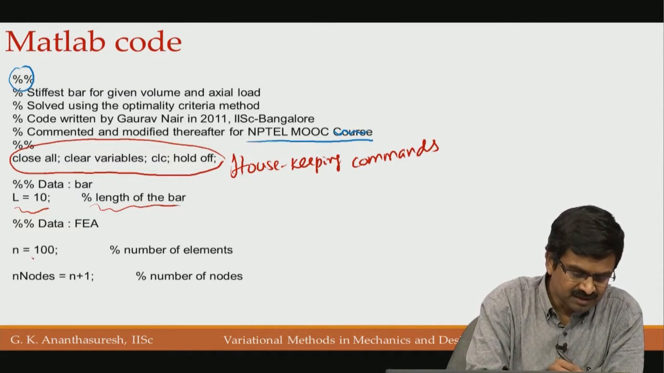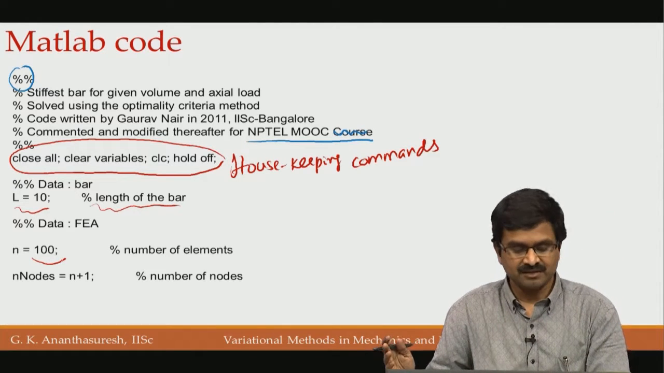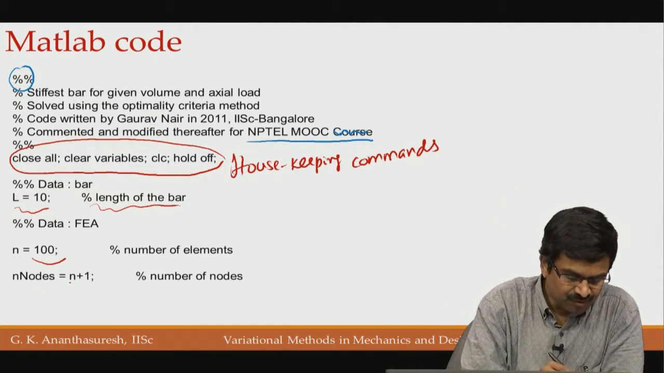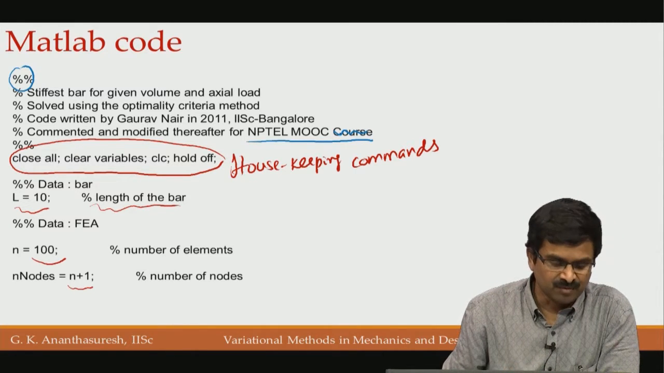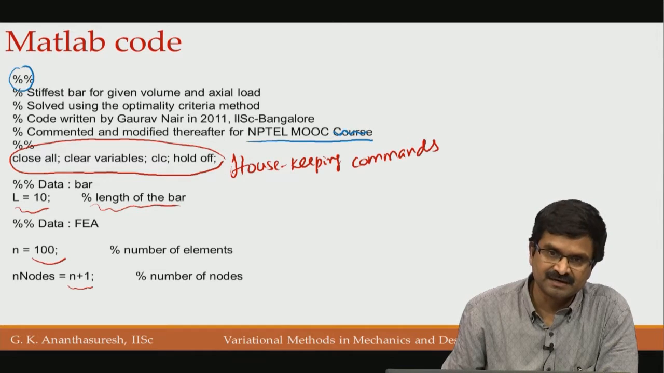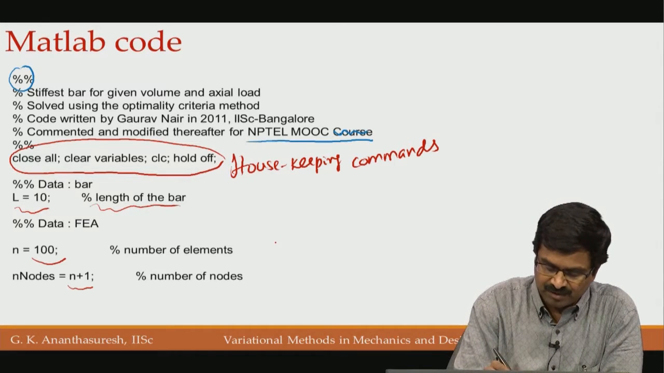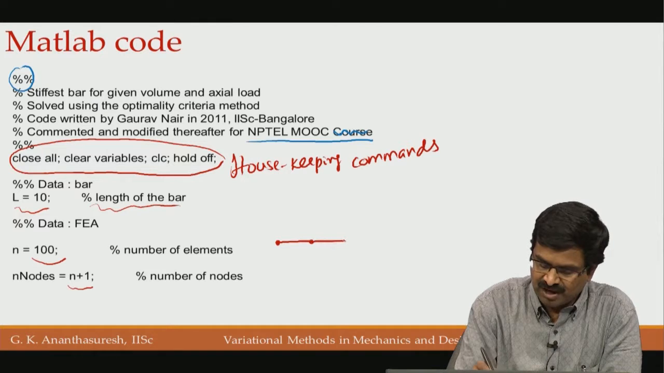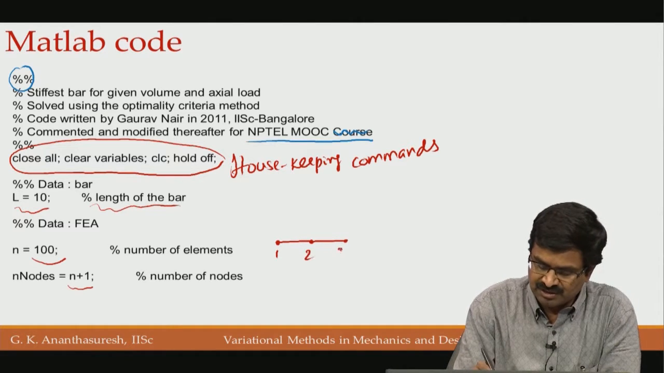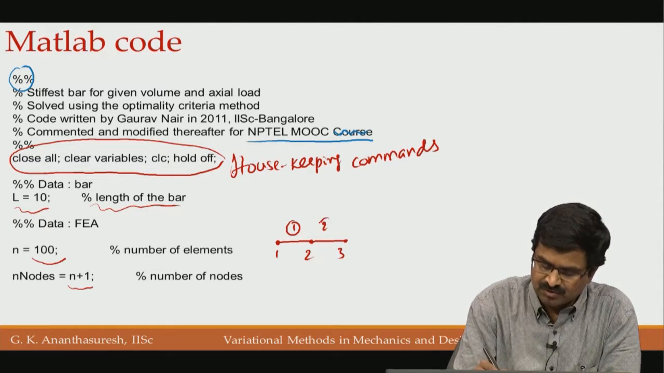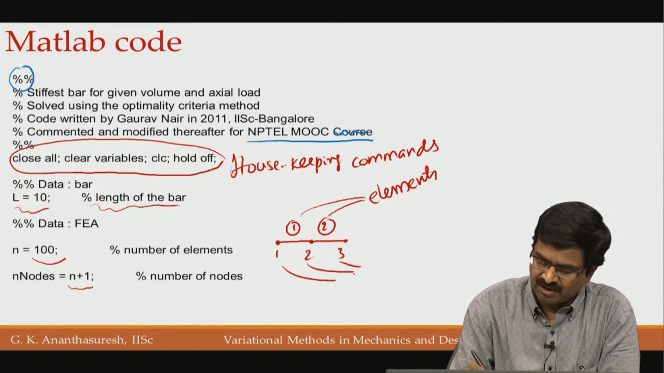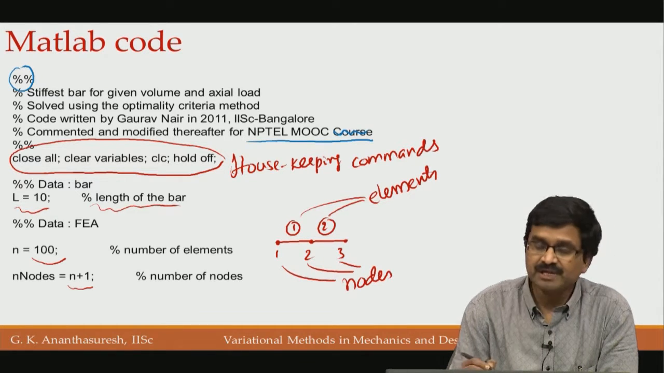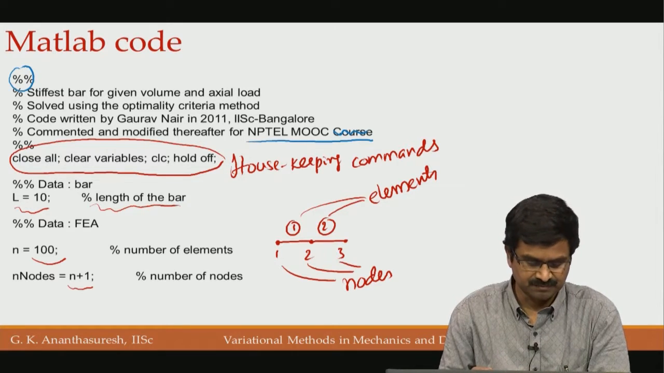We are choosing 100 elements along the length of the bar, and number of nodes in that case will be 1 more than the number of elements. Number of elements is n, which is 100, number of nodes will be 1 more, because if I say I have 2 elements, I have to have 1, 2, 3 nodes. This is 1, 2, these are elements. Because it is a bar, it is just a straight bar. So, we will have 1 more than the number of elements for the number of nodes. Okay.